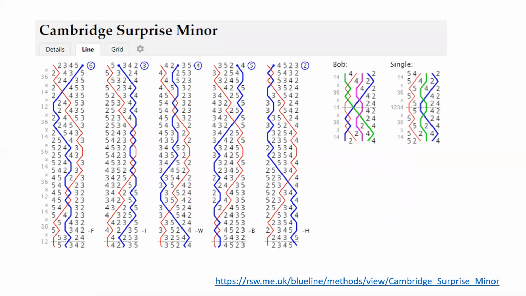I'm now going to look at Cambridge minor. Now, even if this is beyond your comfort zone now, what you should learn here is a bit of universality about what bobs do. We're going to have a look at the first lead end, the bottom of the first column, and we're just going to look at when the treble is leading and what happens.